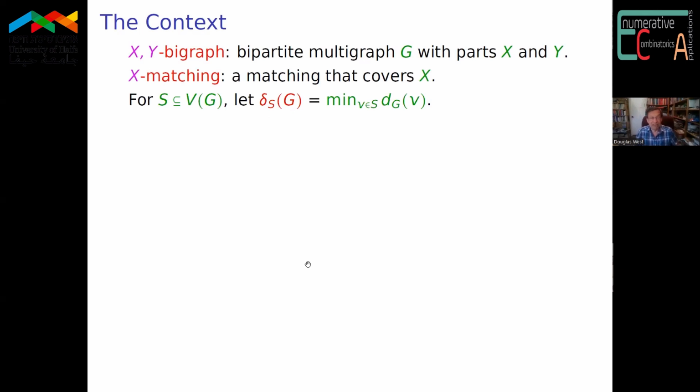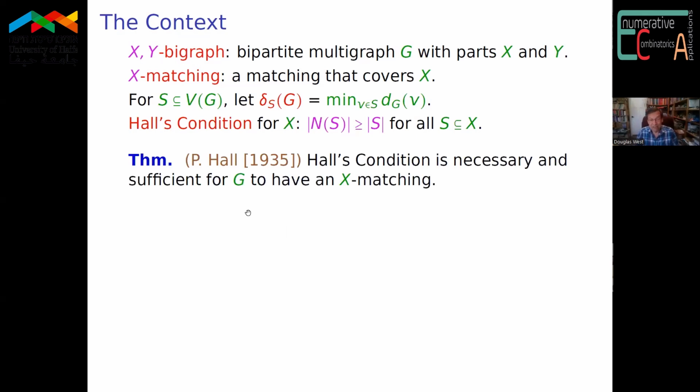And when I have a subset of the vertices, I'll use delta sub S to mean the minimum of the degrees of all the vertices in S. Now, the famous condition that underlies this area is Hall's condition for part X, which says that for every subset S of X, the number of vertices in Y that have neighbors in S is at least the size of S. And the famous result by Philip Hall in 1935 is this obviously necessary condition is also sufficient for G to have a matching that covers all of X.